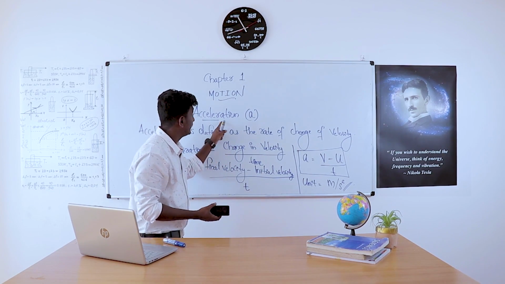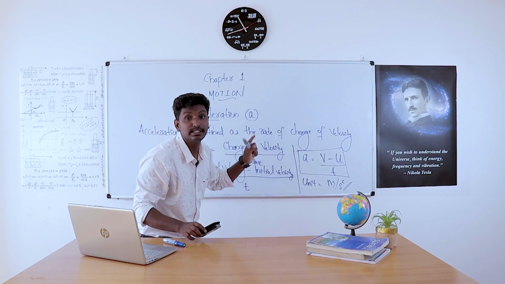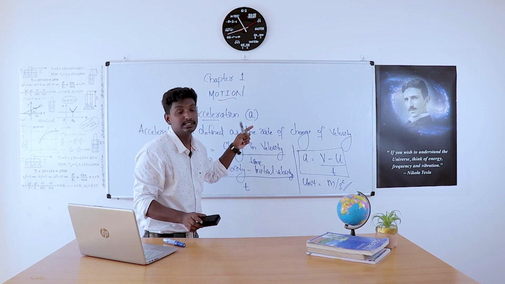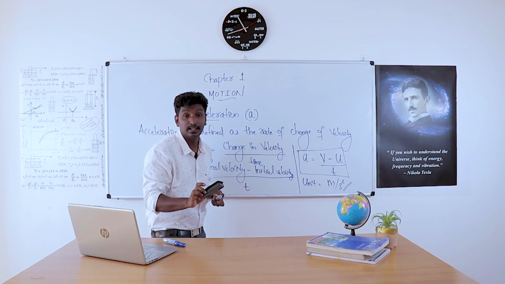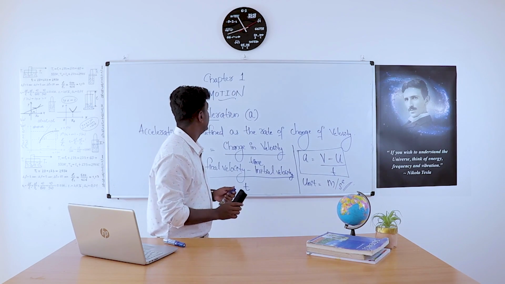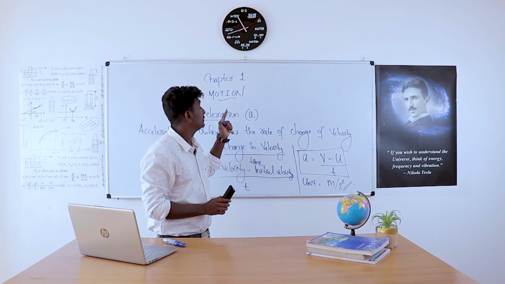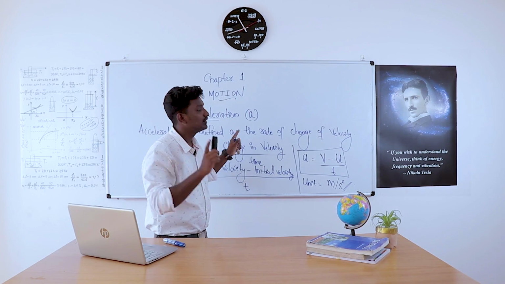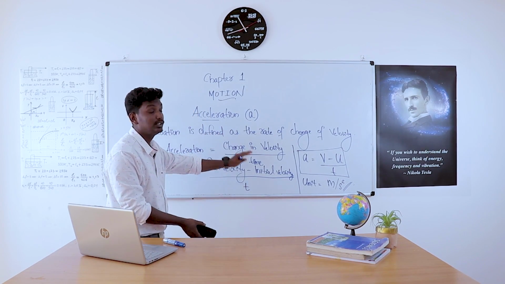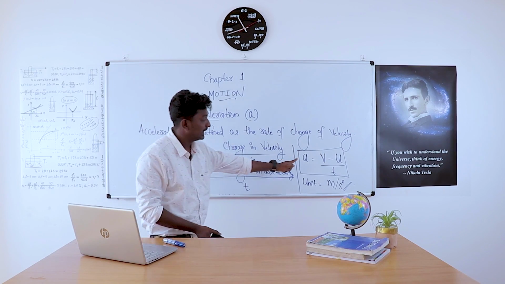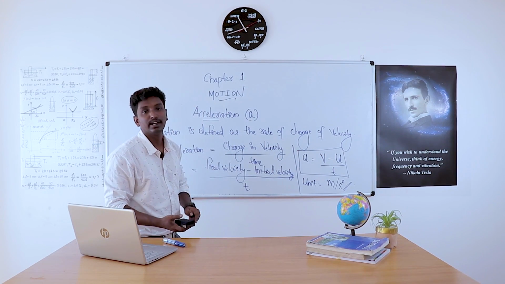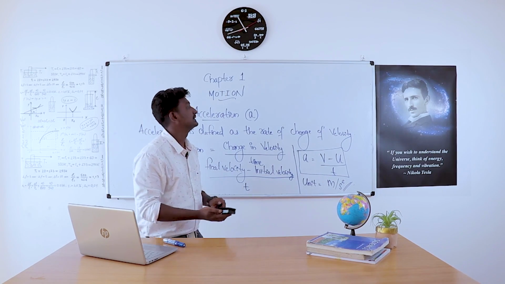This is acceleration. The term acceleration is used in the velocity time graph. That means in a velocity time graph, if the graph is a straight line starting from origin, then we say that the object is moving with uniform acceleration. Now you understand what acceleration is. It is the rate of change of velocity. A is equal to V minus U by T. Unit of acceleration is meter per second square.